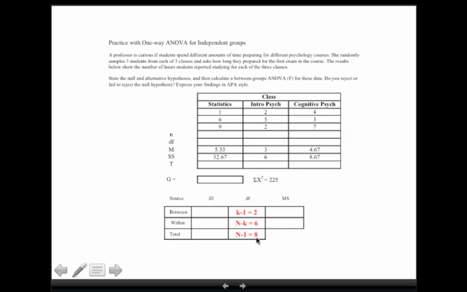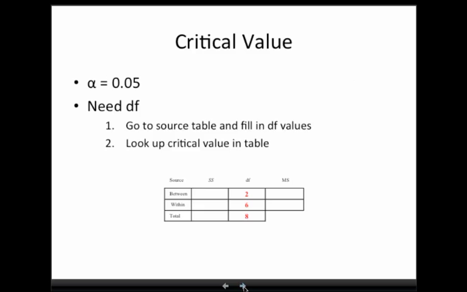One thing that I want you to see when you're looking at this, though, is that you can check yourself. When you add up your between degrees of freedom and your within degrees of freedom, you should get total degrees of freedom. The same thing is going to happen when we calculate our sum of squares: between plus within equals total. So we've gotten our degrees of freedom.